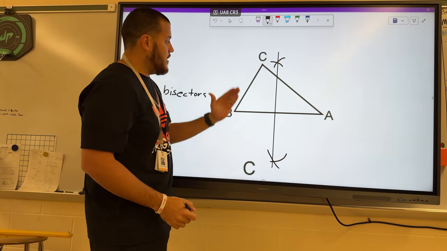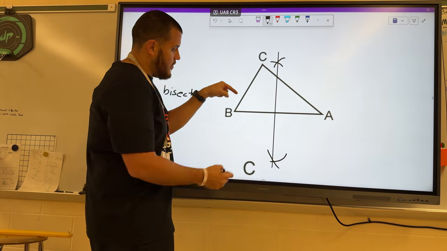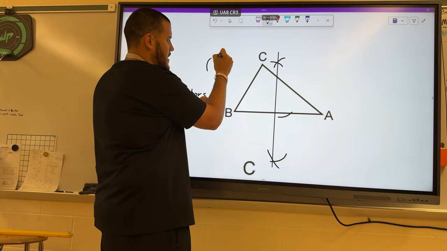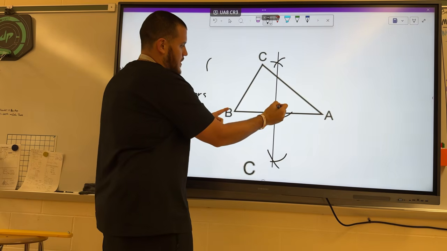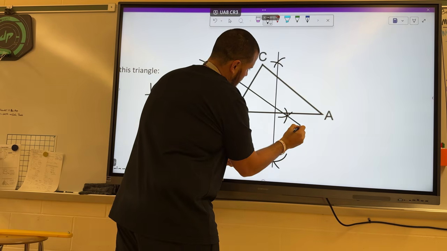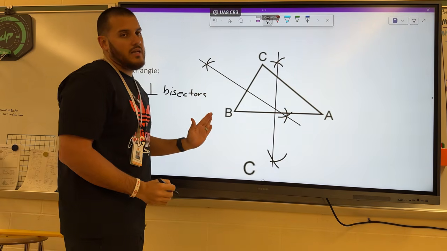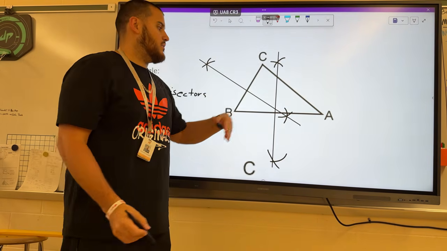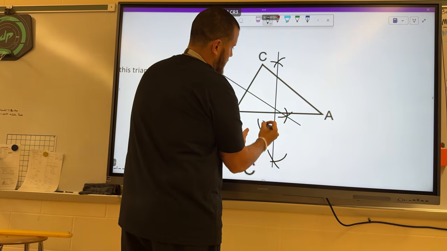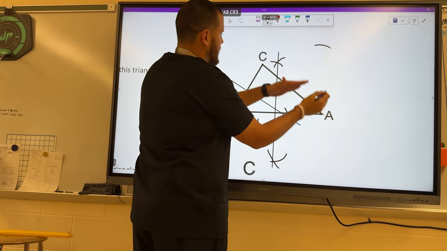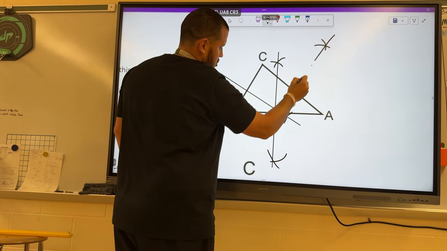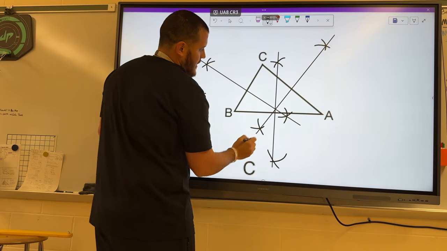And I would continue to do this for all three sides. That was side AB, then I'd move over here to side CB. I'd open up more than halfway, make an arc on one side, the same arc on the other side. I'd move the compass over to point B, make an arc here and here, and then I would connect those to make the perpendicular bisector of that side. And then again, I would do the same thing for side AC, right? So I would open up the compass more than halfway, make an arc on this side, make an arc on that side, bring the compass over here, arc, arc, and then straight edge to make the perpendicular bisector there.